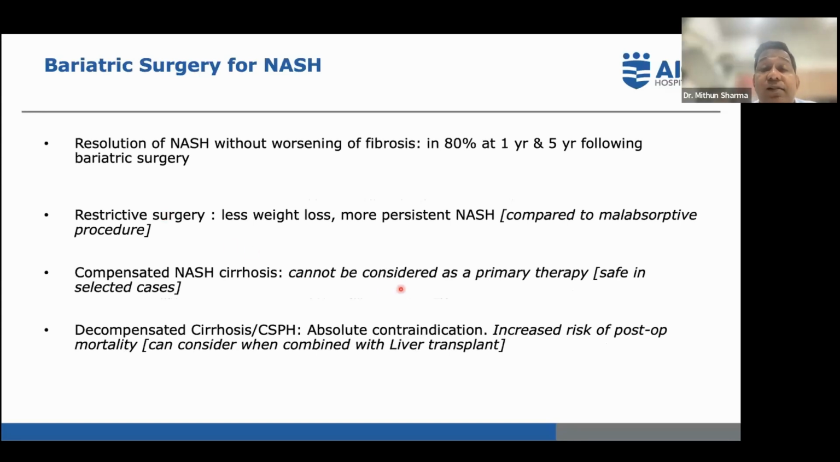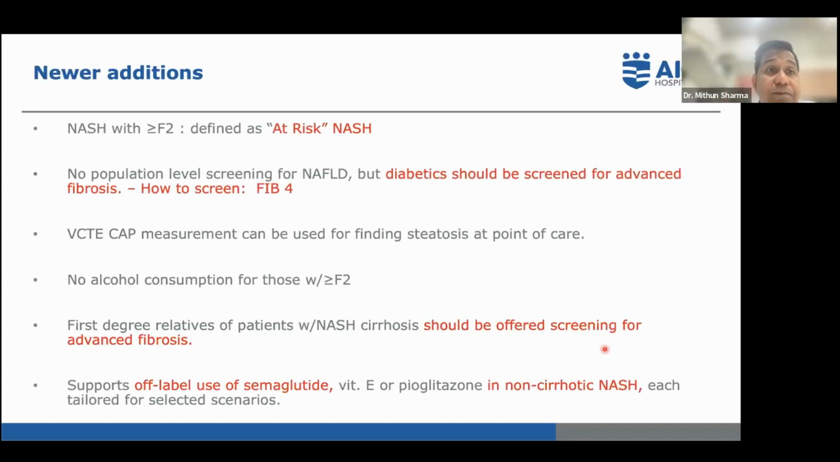In patients with compensated cirrhosis, we should not consider bariatric surgery as a primary therapy, but in selected cases, because of a bariatric indication, it can be done. But in patients who have decompensated cirrhosis or clinically significant portal hypertension, it is an absolute contraindication as it is associated with post-op mortality.